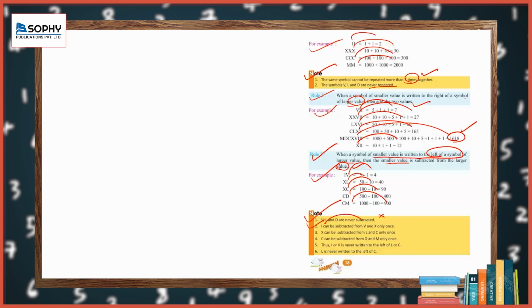I can be subtracted from V and X only. X can be subtracted from L and C, that is only one time. C can be subtracted from D and M only once. I and V can never be written to the left of L or C. L is never written to the left of C.